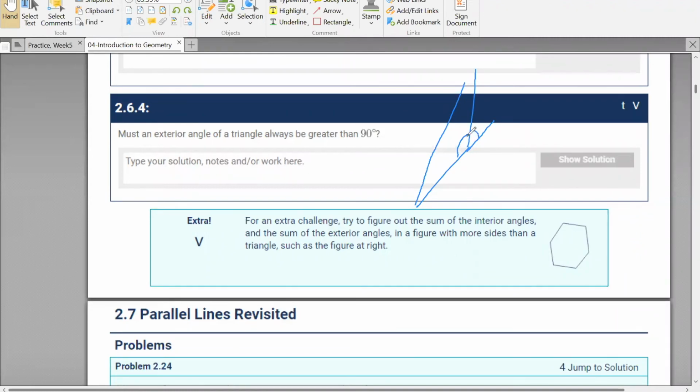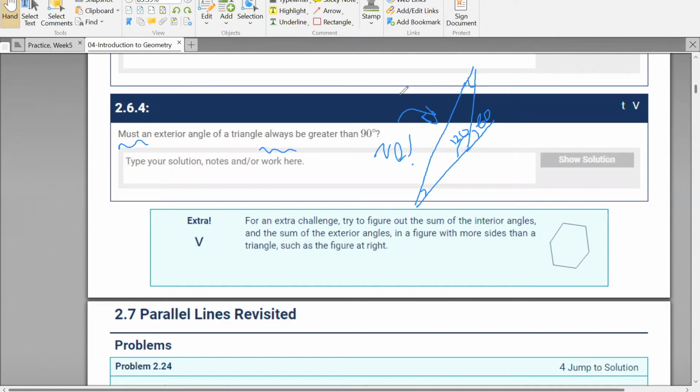Isn't it possible? If this is, say, 120, then the external angle is going to be 60. So if that is the case, then this angle plus this angle are going to be 60. That's a counterexample, right? Because the question says, must an exterior angle of a triangle always be greater than 90? So the answer, as Constance says, is no. Why? Here's the example.